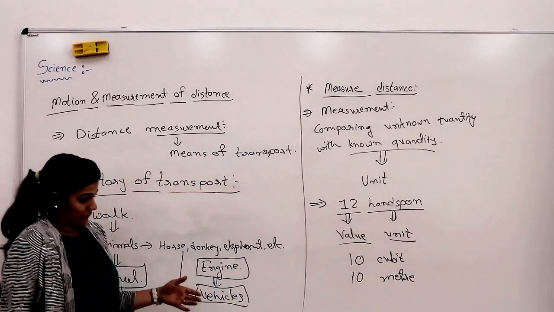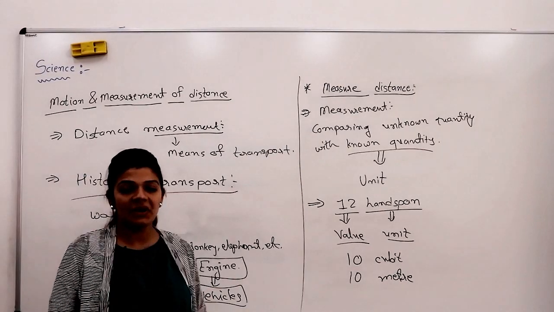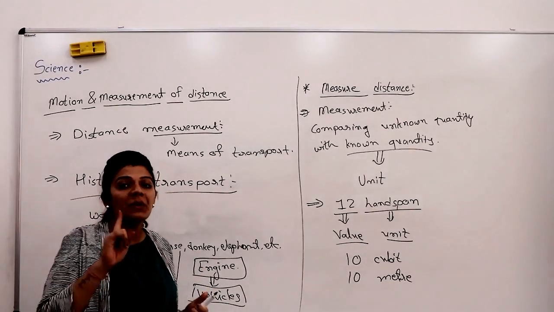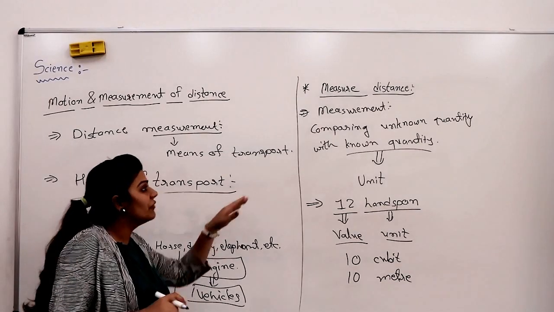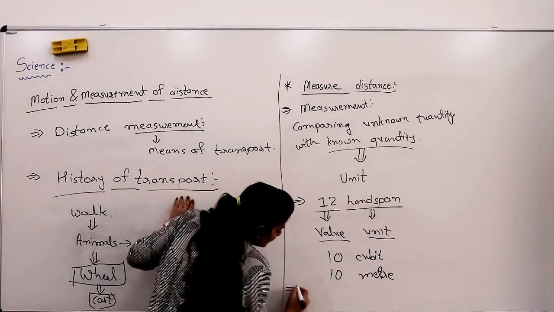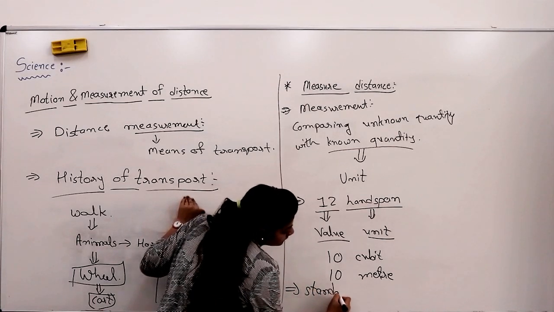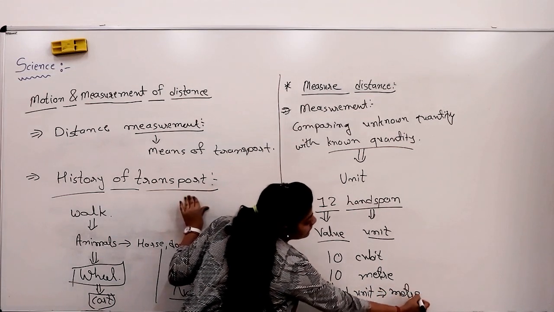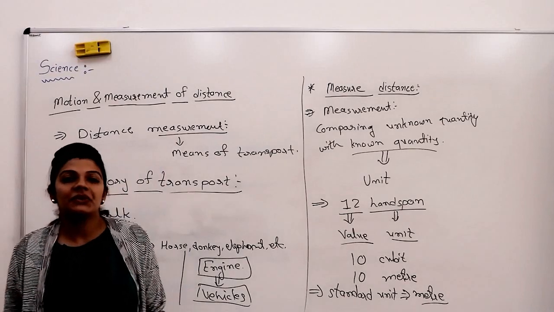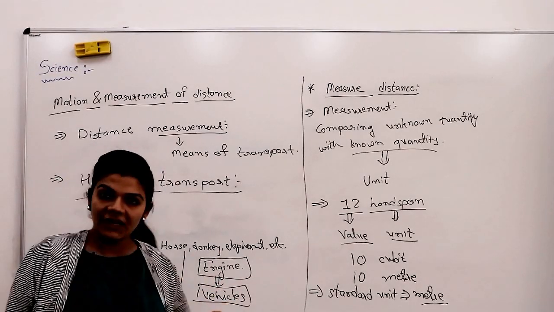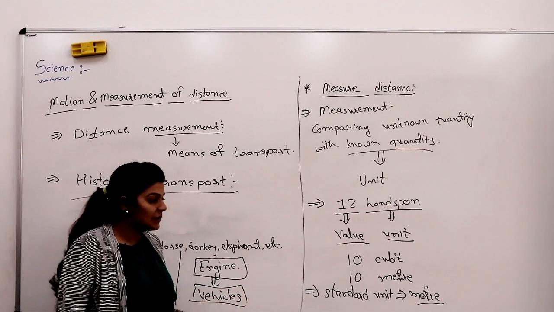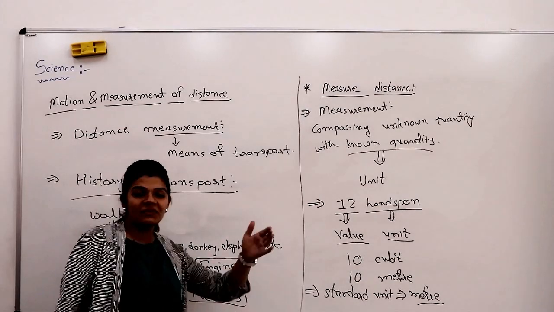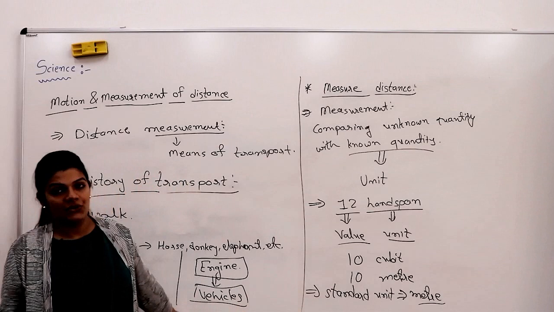But whenever we are measuring a particular quantity, that quantity will have one particular standard unit. In case of length, the standard unit is meter. The standard unit of length is meter. All the other units like kilometer, centimeter, millimeter are units of length which we are using nowadays, but out of all these, meter is the standard unit.